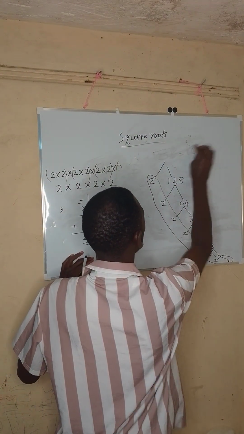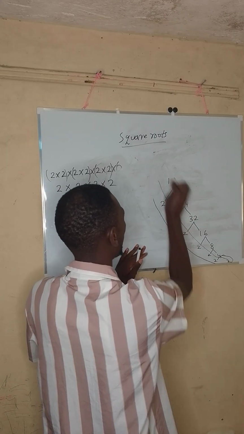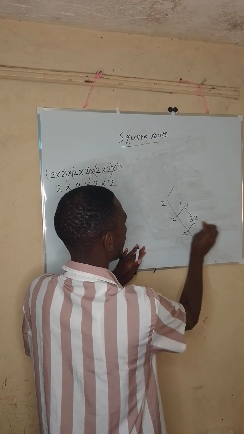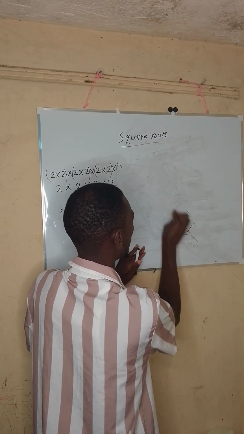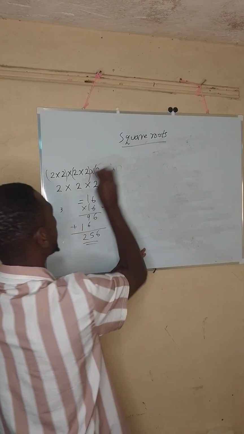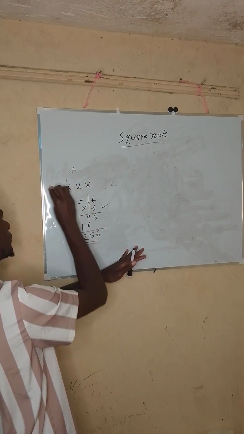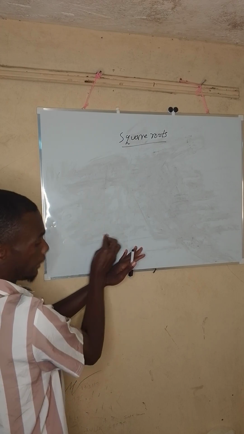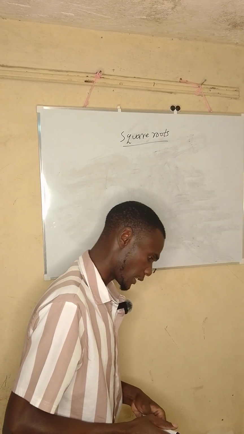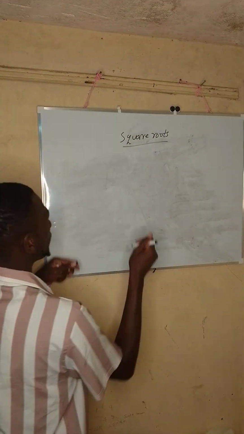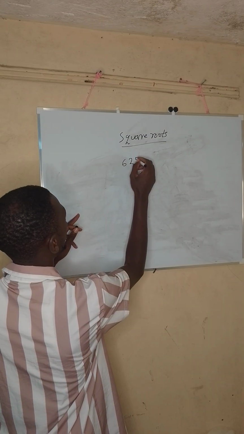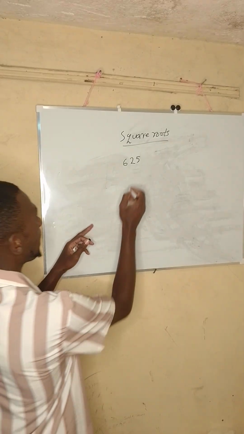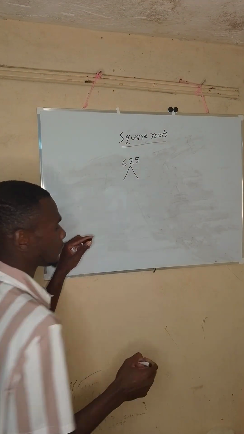Let me get an odd number. Somebody can say, why are you just using 2, 2, 2, 2? Let me go get an odd number that cannot be divided by 2, so that we see in case you get an odd number that is not divisible by 2, what do you do? So let me pick another example here. Let me pick a number like 625. Now 625 is not divisible by 2. So we want the square root of 625.